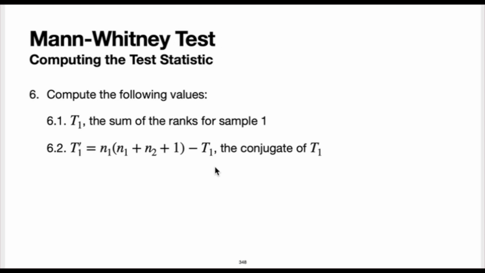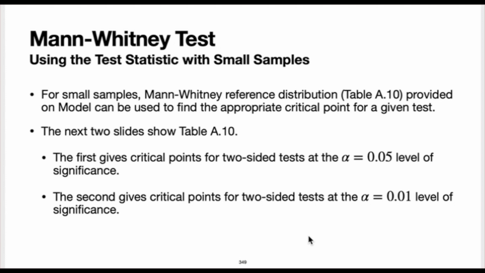Now again, if we've already calculated the rank sums and the conjugates for samples A and B, then we don't have to recalculate things, we can just make the association. We're going to be using T1, the rank sum for sample 1, and T1 prime, the conjugate of T1, in testing the hypothesis. Depending upon the type of hypothesis, we'll use one or the other of those two values. So how do we use the test statistic to test the hypothesis using small samples?